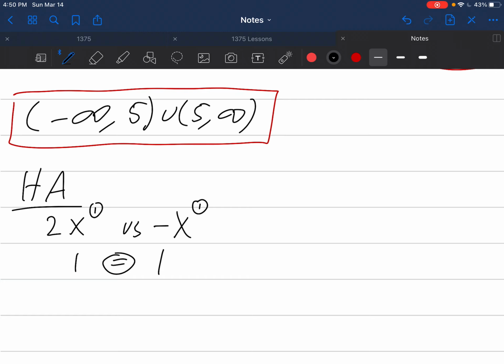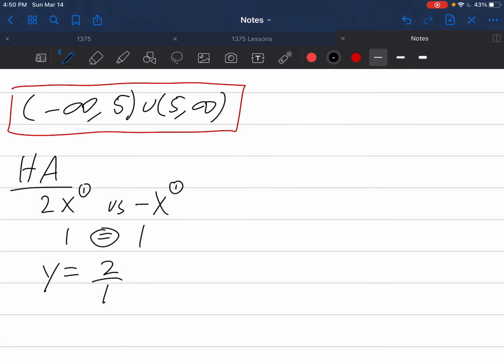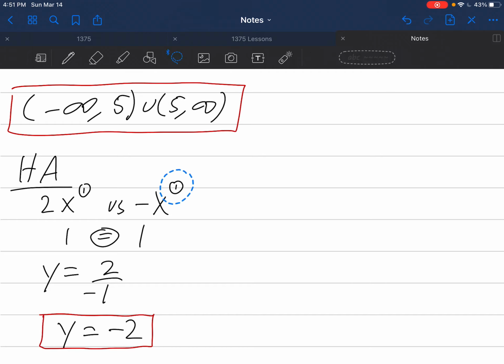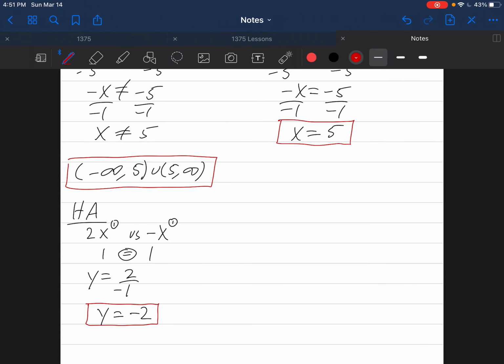These two degrees are equal, which means that a horizontal asymptote is going to be located at a over c. A is equal to 2, and c is equal to -1. So that's y equals 2 over -1, which means y is equal to -2, is the equation of this horizontal asymptote. So remember, we are comparing these degrees in order to find the horizontal asymptote.